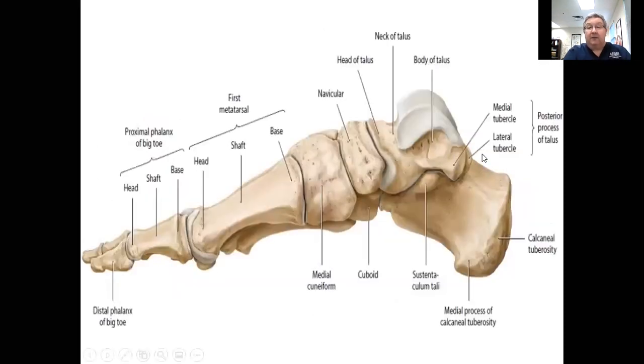All right. So this is the medial look of the foot. This is from the medial side.